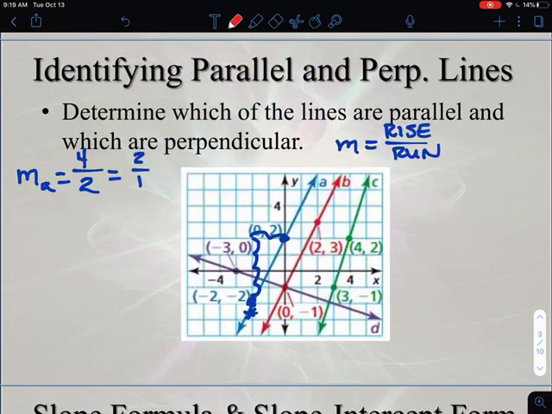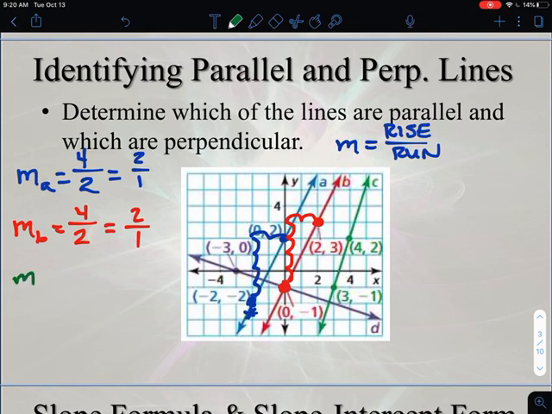For line B, which is in red, they give me these 2 points here. Again, I'm going to start on the left and work my way to the right, so I'm going to count up 1, 2, 3, 4. So for my slope of line B, up was positive, so 4, and then to the right, 2. Right is also positive, so 4 over 2 reduces to 2 over 1.